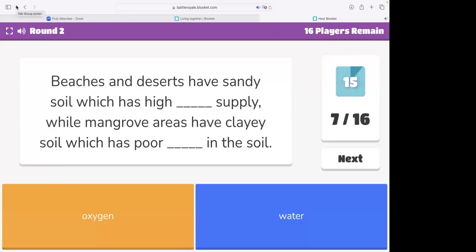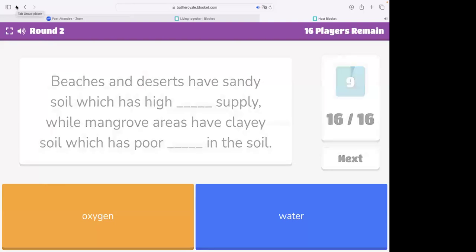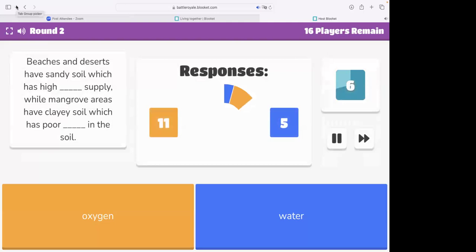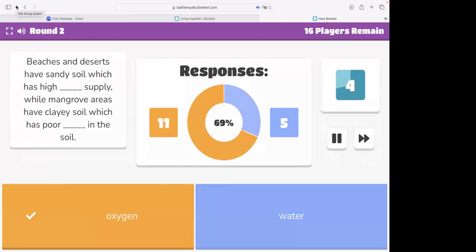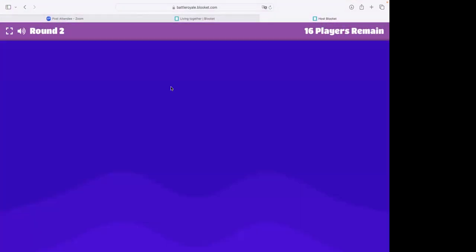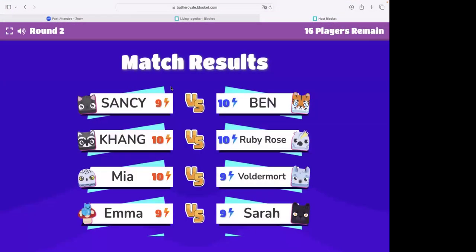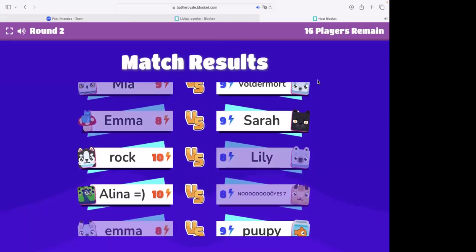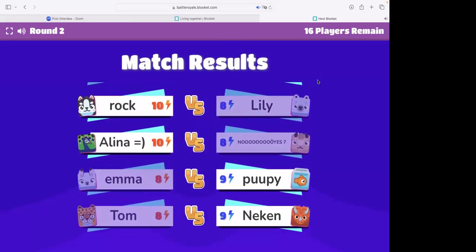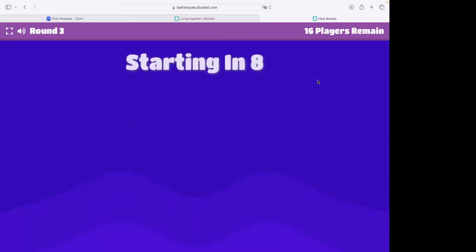Beaches and deserts have sandy soil, which has a high water supply, while mangrove areas have clay soil, which has poor water in the soil. That's right, it's oxygen. Very good. Let's see who wins. All right, let's carry on then.